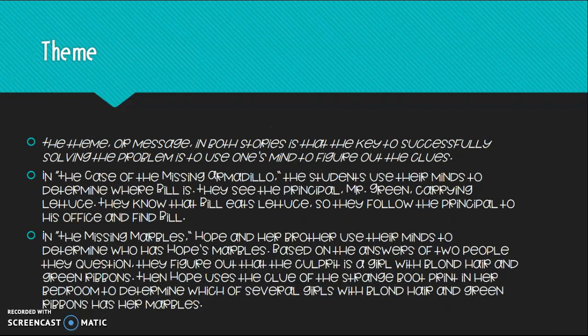The theme or message in both of these stories is that the key to successfully solving the problem is to use one's mind to figure out clues, using those reasoning skills that we have. In The Case of the Missing Armadillo, the students use their minds to determine where Bill is. They see the principal, Mr. Green, carrying lettuce, and they know that Bill eats lettuce, so they use their reasoning skills, and they follow the principal to his office, and they find Bill.